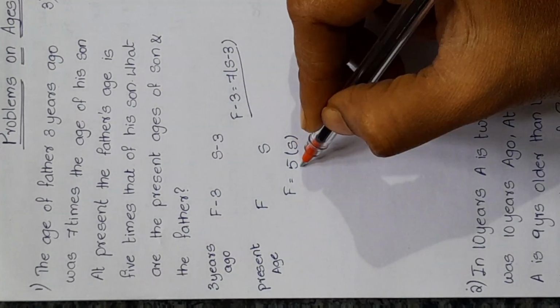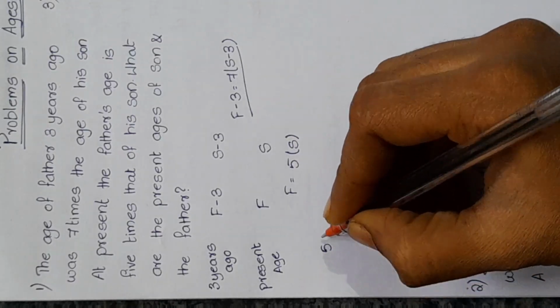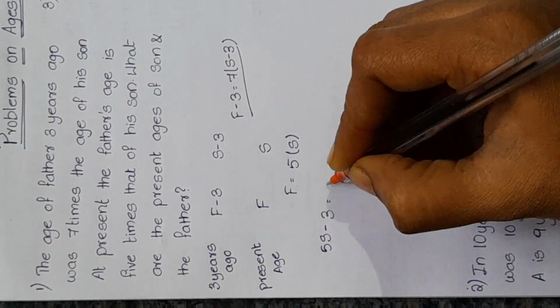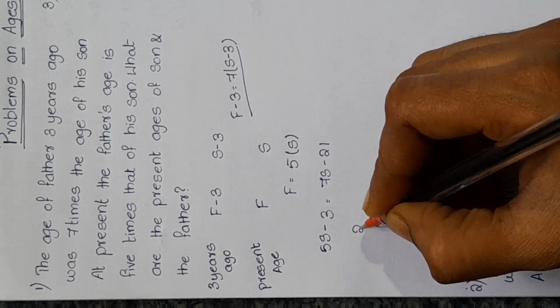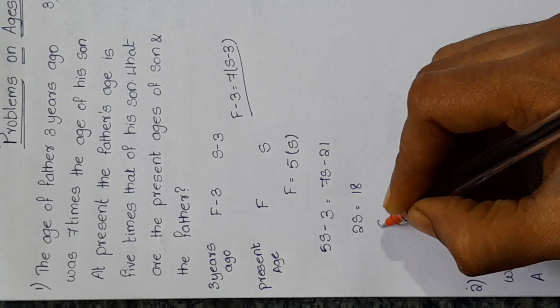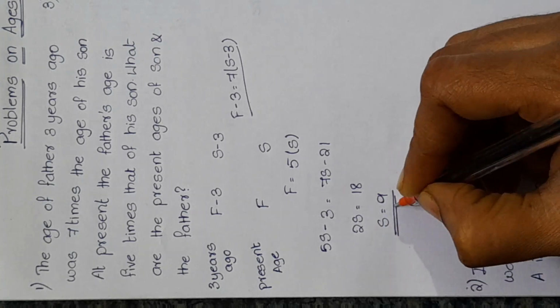In this equation, let us substitute instead of f, 5 into s. So 5s minus 3 is equal to 7s minus 21. Interchanging the terms, 2s is equal to 18, s is equal to 9. The present age of the son is 9.